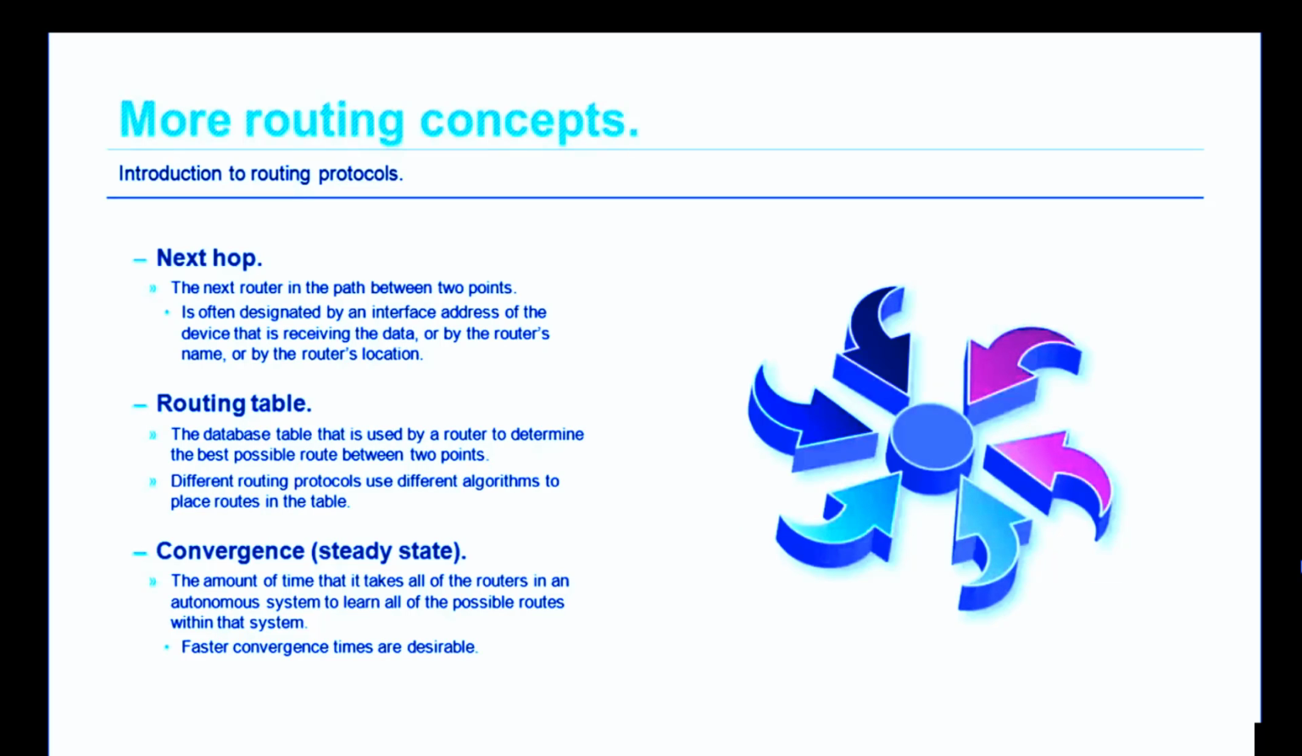The next concept is convergence. Convergence can be thought of as steady state. Convergence is measured in the amount of time that it takes all of the routers in an autonomous system to learn all of the possible routes within that system. Faster convergence times.